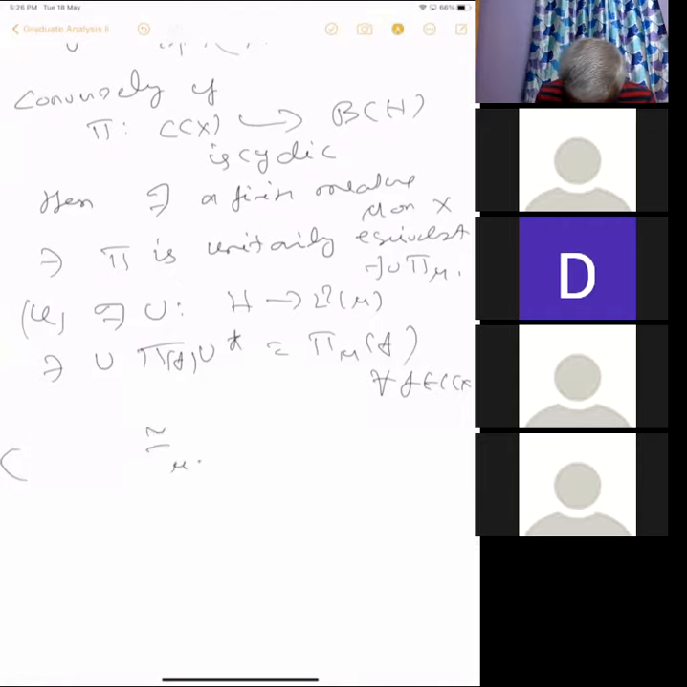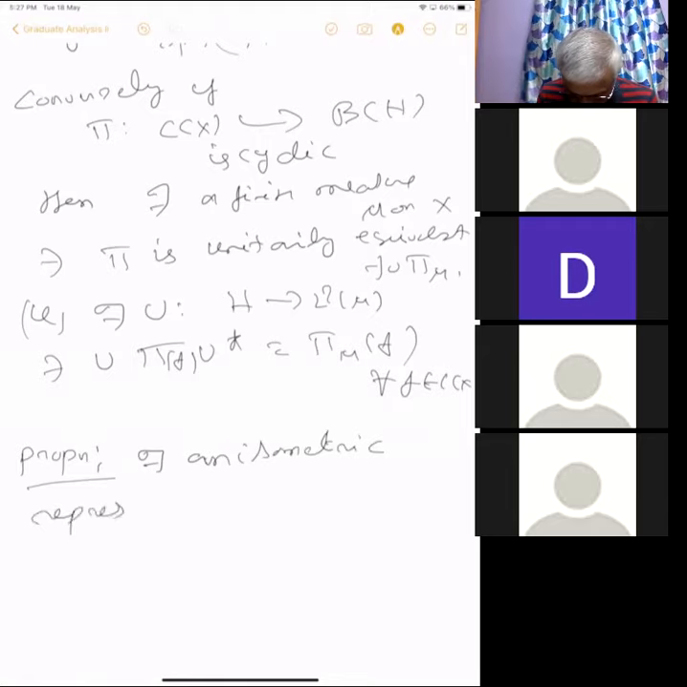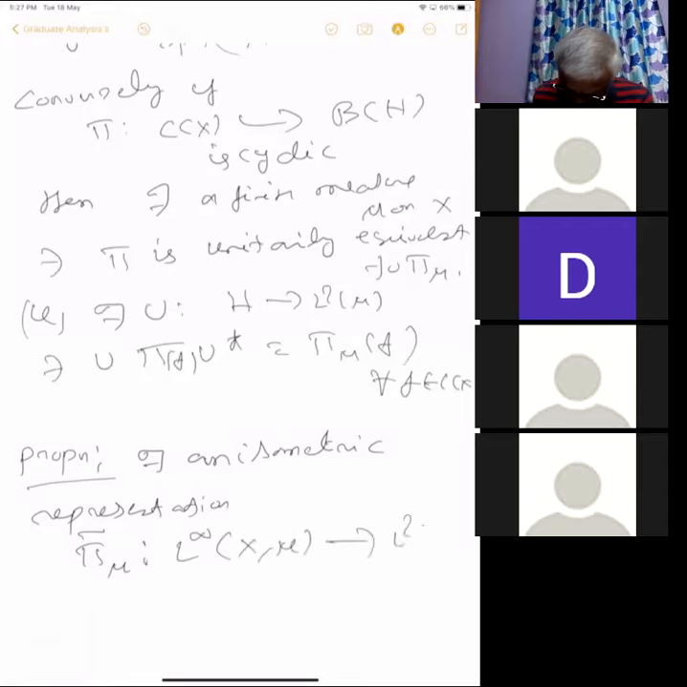So let me write it as a separate proposition. We fix our notation. Given a measure mu on X, we denote by pi mu the multiplication representation. Then there exists an isometric representation pi mu tilde. The original pi mu may not be isometric, but this pi mu tilde is isometric, since the L infinity norm is smaller than the uniform norm on C of X. It goes from L infinity of X mu to L2 of X mu, such that pi mu tilde restricted to C of X is equal to pi mu.